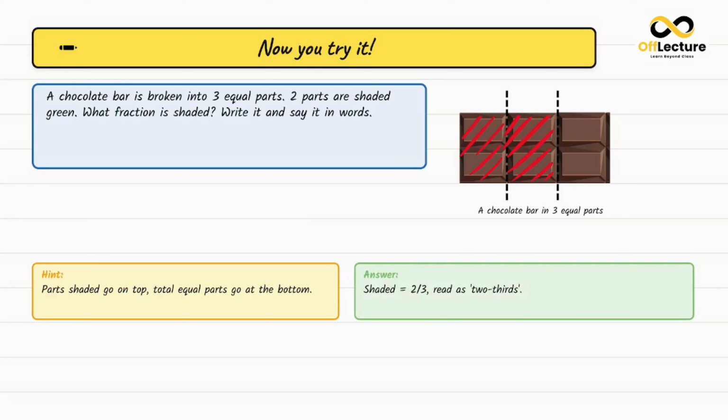So the answer will be 2/3. That is parts shaded, which has been shaded. So if we divide it into three parts, two parts are shaded. So we will write 2 at top, and total there are three parts, so we will write it as 3. And if we want to read it, how will we read it? We will read it as 2/3. Okay.